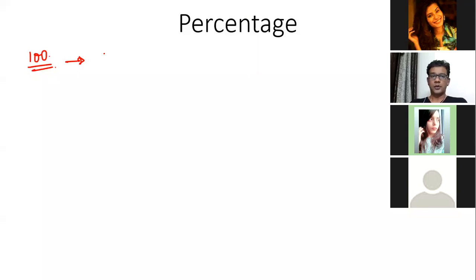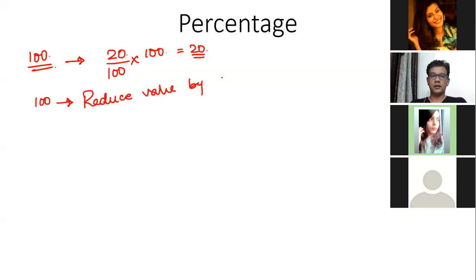Okay. So 20% of the value means 20 upon 100 into the value. And what was the value? The value was 100. So how much will you give me? 20 is what you will give. Great. I will tell you now to reduce this value by 30%. How much will you have? All of you? Sure? 100 rupees. I am asking you to reduce your 100 rupees by 30%. How much will you have?